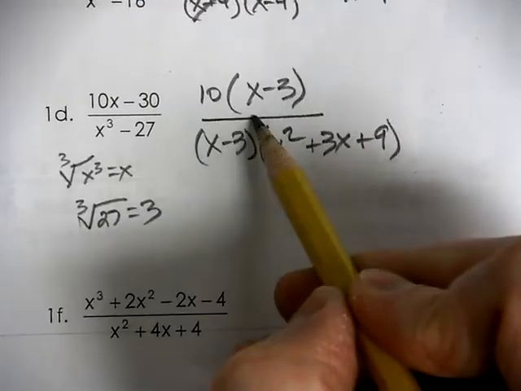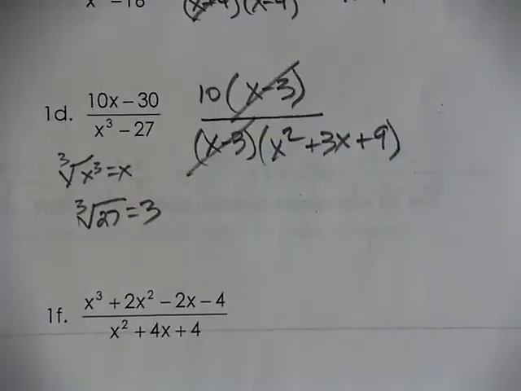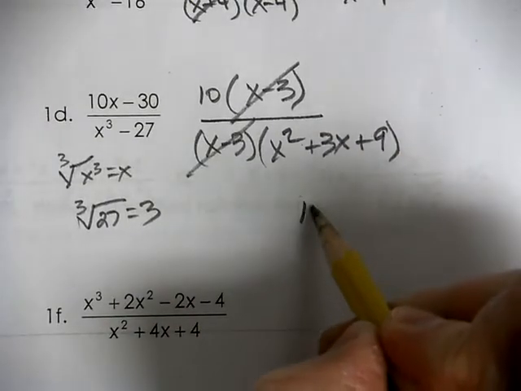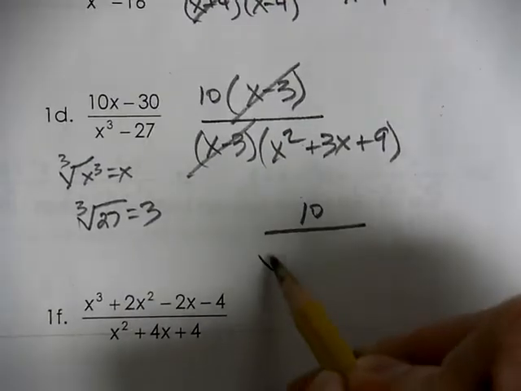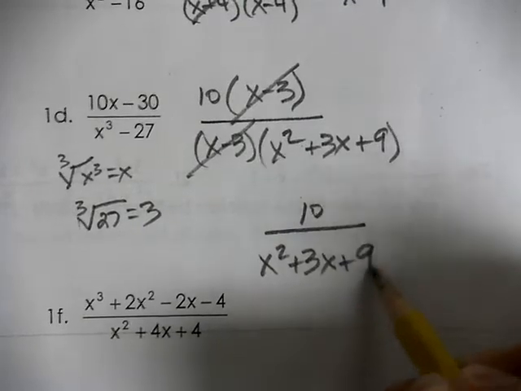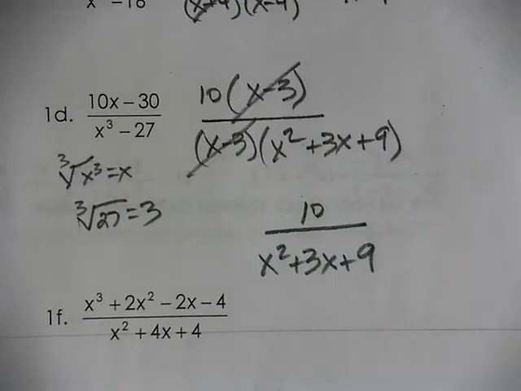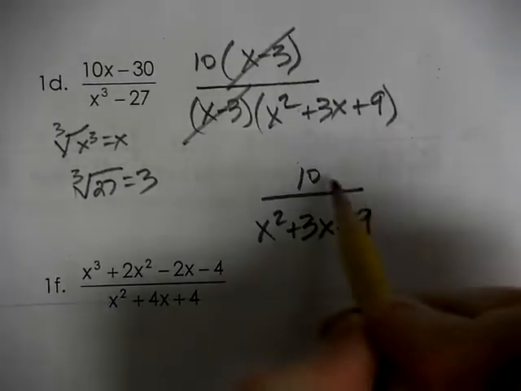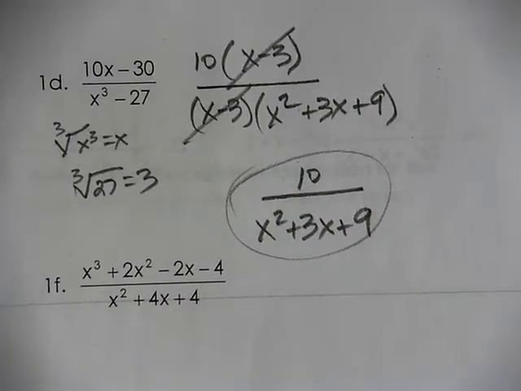So your common factors are x minus 3. And we're left with 10 divided by x squared plus 3x plus 9. There's nothing that can be crossed off of this answer.